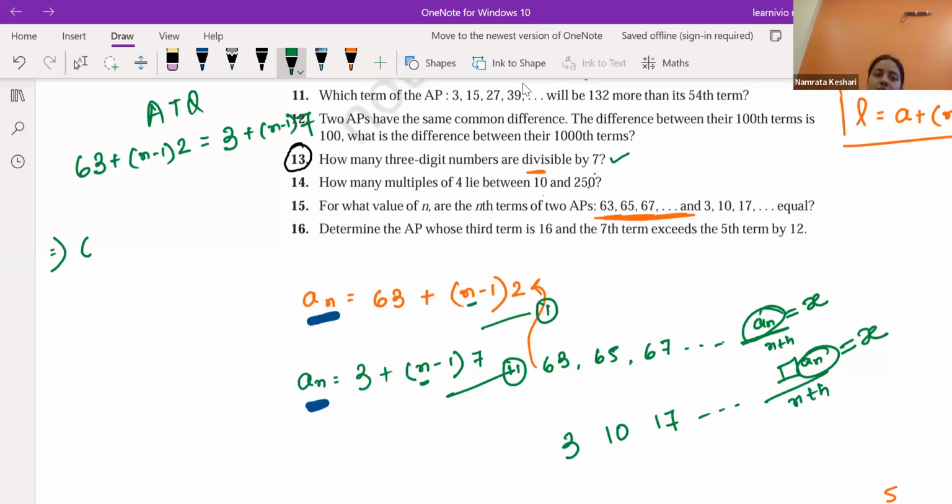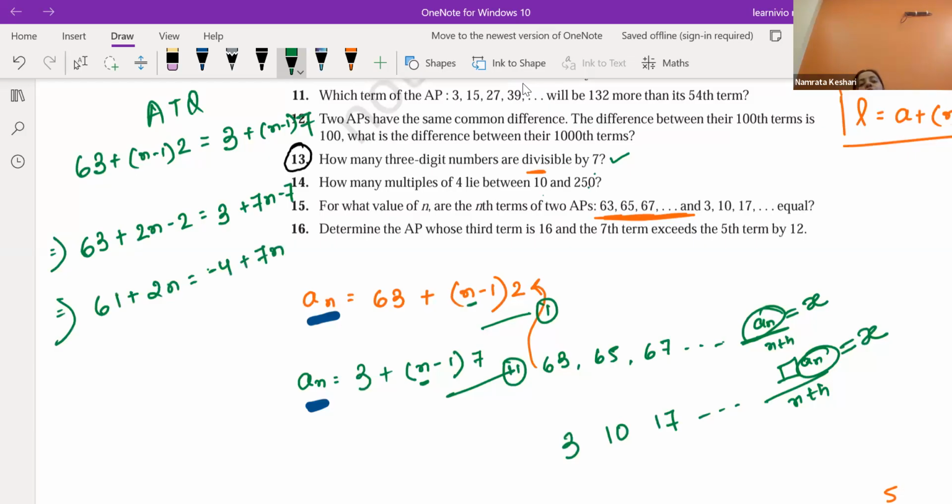We'll have 63 plus, if you want to open the bracket, 2n minus 2. Over there, we'll have 3 plus 7n minus 7. Now we'll have 63 minus 2, which is 61, plus 2n equals 3 minus 7, that is minus 4, plus 7n.